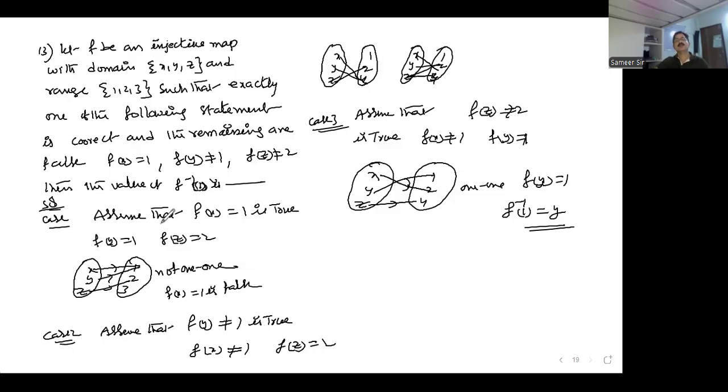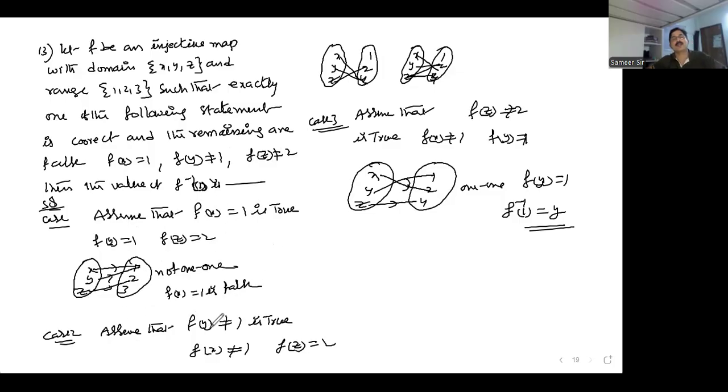What I did here, I assumed that the first one is right. That means f of x is equal to 1 is correct. If the first one is right, then the remaining two are false. So these two being false means the correct statements are f of y is equal to 1 and f of z is equal to 2. So x and y are both mapping to 1, so definitely it is not one-one. So that means this assumption is false.